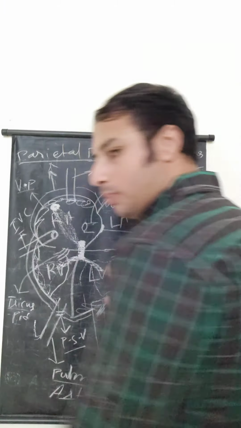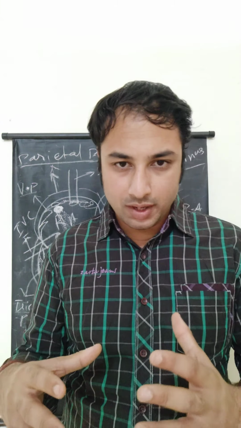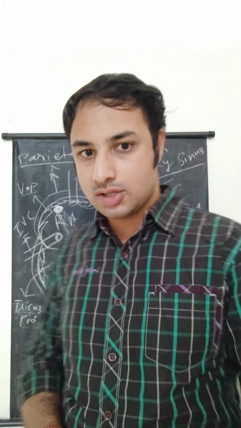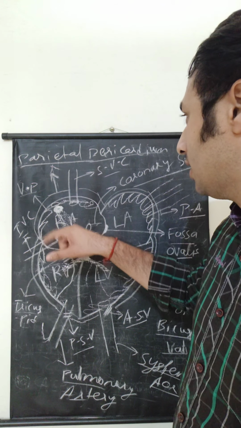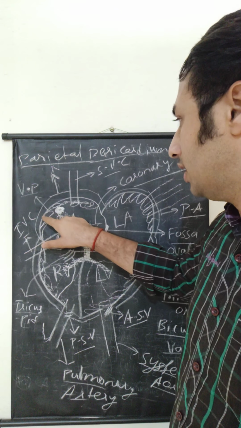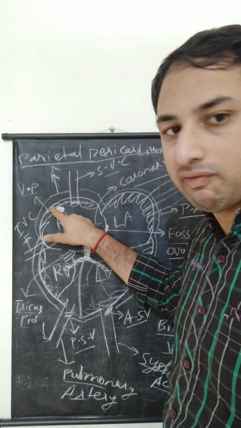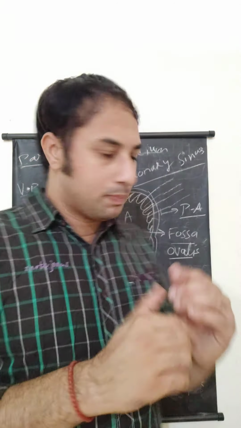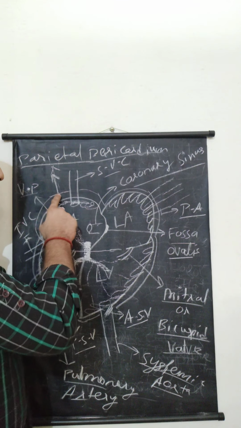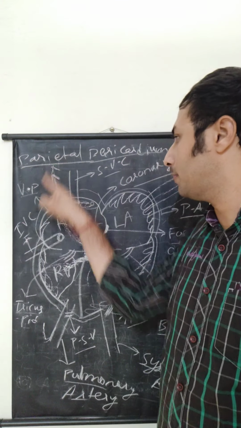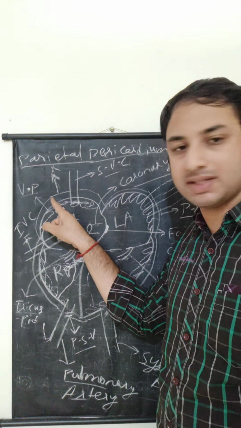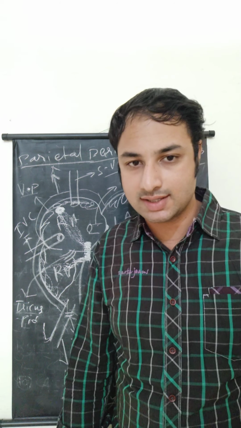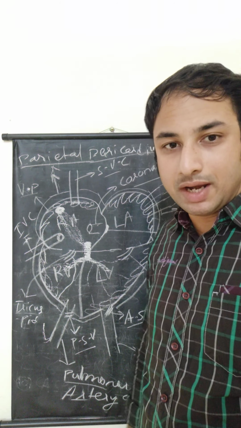See, first of all, the human heart is covered by a two-layered membrane called the pericardium. The outer membrane is called the parietal pericardium, and the inner membrane, which is in contact with the wall of the heart, is called the visceral pericardium. Between these two membranes, the space present is called the pericardial space. In this space, a serous fluid is filled, called the pericardial fluid.